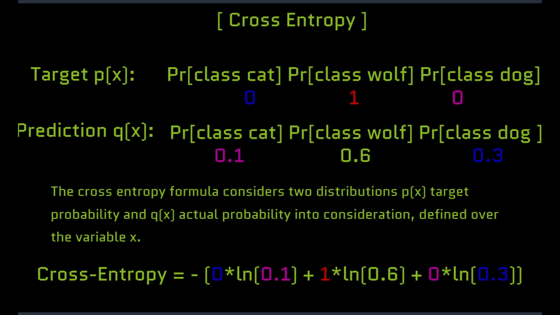So generally, we can differentiate between expected probability P and predicted probability Q. The cross-entropy formula takes two distributions into consideration, Px target probability and Qx actual probability, defined over the variable x. Let us say a model predicts if a wolf is recognized in a given picture and the probabilities y are 0.1, 0.6 and 0.3. Sum is 100%. Probability 0.6 is labeled as 1, the other two probabilities are labeled as 0. Cross-entropy can help us here, in which direction the parameters of a model need to be tweaked to finally get a good model.